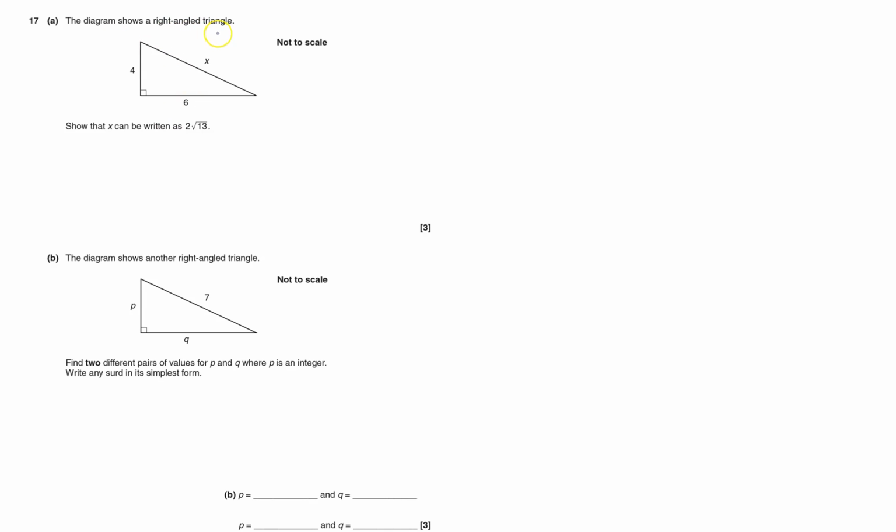Okay, the diagram shows a right angle triangle. I'm showing it can be written as 2 root 13. The root rather gives away it's going to be Pythagoras. So x equals the square root of the two little squares added together.